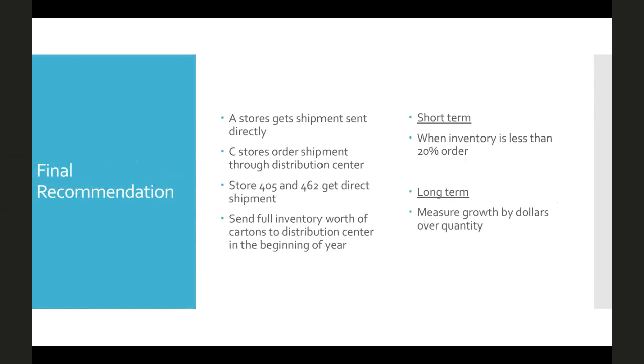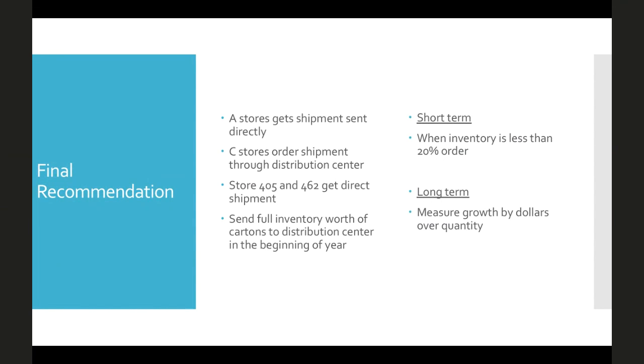As far as our final recommendation, we said that all of our A stores are going to get their shipment directly. C stores are going to order their shipment through the distribution center. Stores 405 and 462 are going to get direct shipment because they are our highest sellers in two different grows. And we're going to send a full inventory's worth of cartons to the distribution center at the beginning of the year, so that it's already there and ready to go.